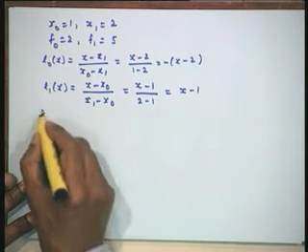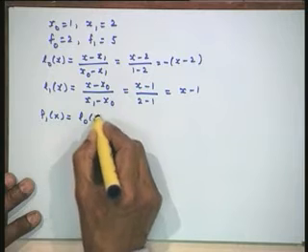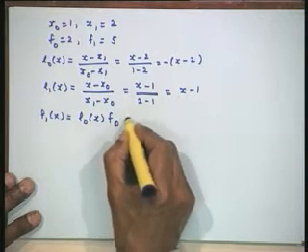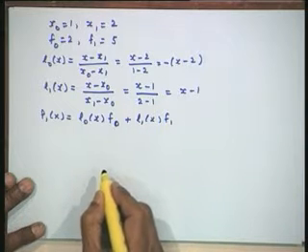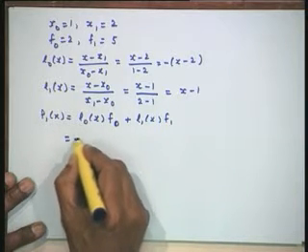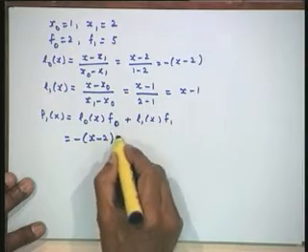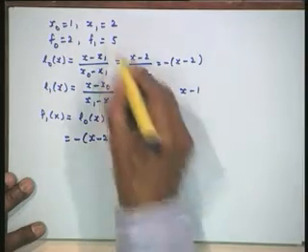Therefore, our required polynomial P 1 x is L 0 x f 0 plus L 1 x f 1. Let us substitute the values. L 0 x is minus x minus 2, f 0 is 2, L 1 x is x minus 1, f 1 is 5.